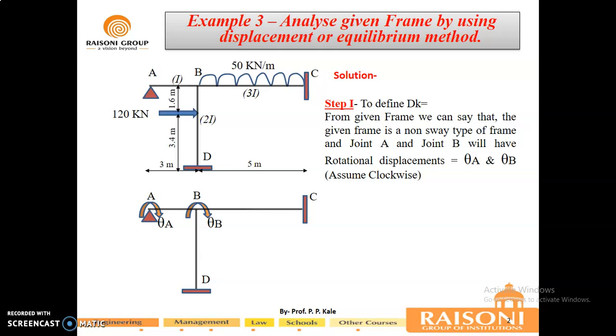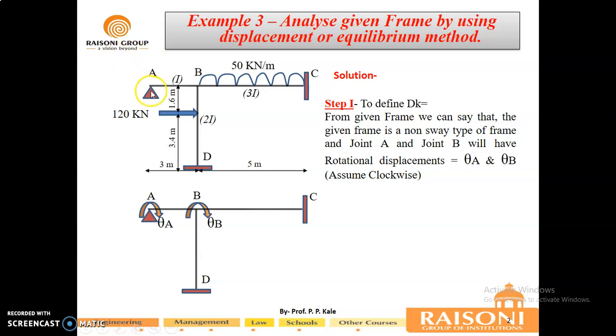As I solved the previous problem of a continuous beam using the stiffness matrix method in my previous video, our step 1 is to define the degree of kinematic indeterminacy in the structure. Here we can say that support A, or joint A, and joint B are free to rotate. Why? Because they are rigid joints, and a rigid joint has the tendency to rotate.